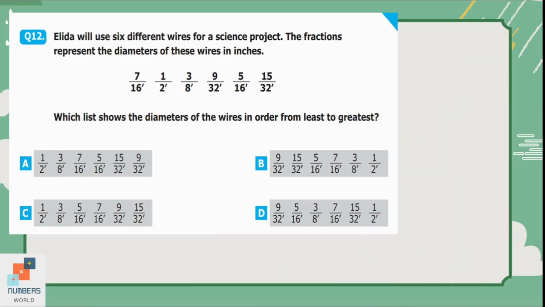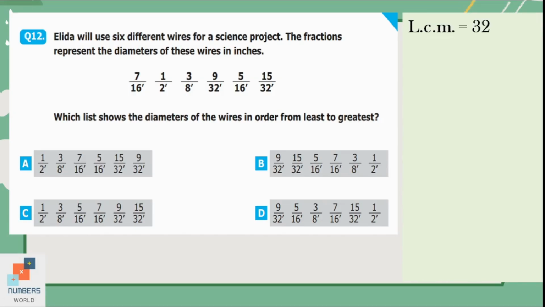Question number 12. Alida will use 6 different wires for a science project. The fractions represent the diameters of these wires in inches. Which list shows the diameters of the wires in order from least to greatest? First of all, we are going to find out the LCM to make the denominators the same, and the LCM is equal to 32. Now we have to convert all our denominators into 32.